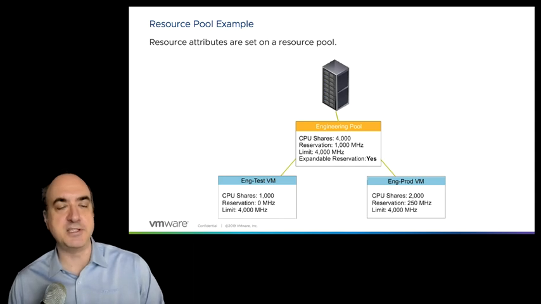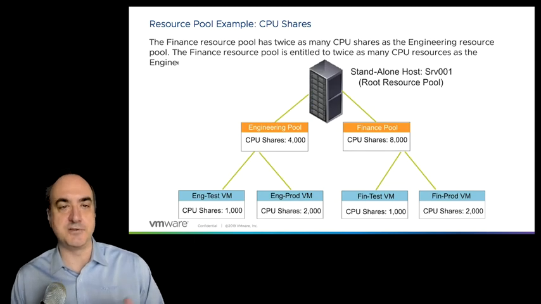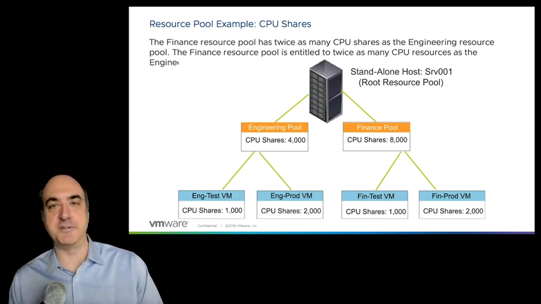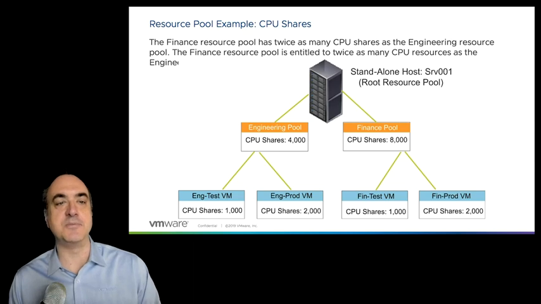But pools don't usually exist in isolation like this. Usually pools exist where there's more than one, so that they are siblings with each other. So here we have a set of pools, engineering and finance. We see that engineering has the default of 4,000 shares. The finance pool has been set to 8,000 shares. So finance has twice the priority over the engineering pool when there's contention. Because remember, shares only take place when there's contention.